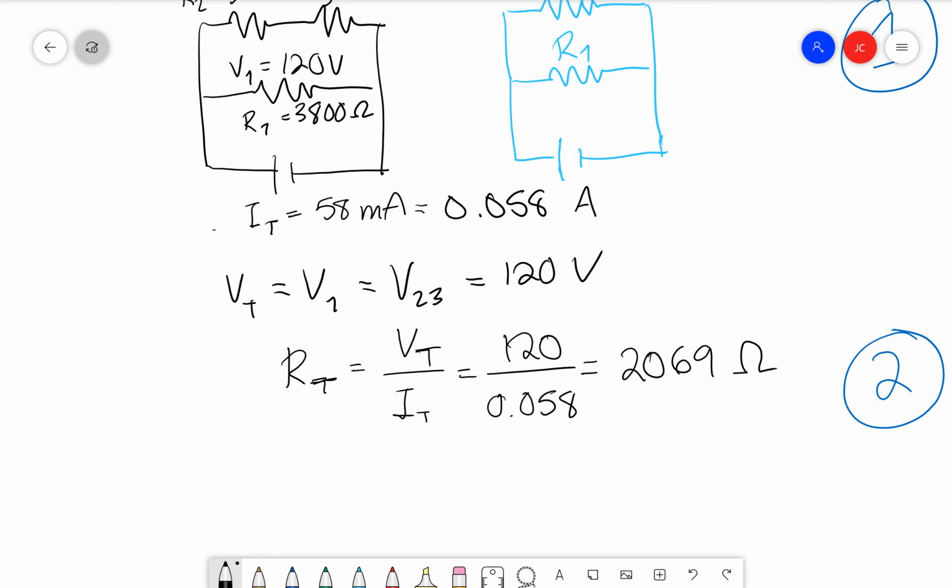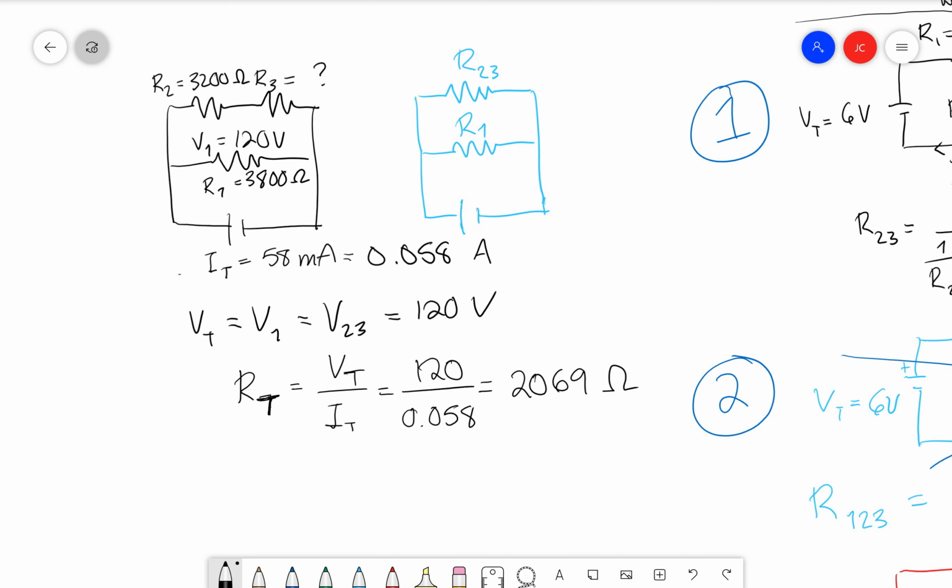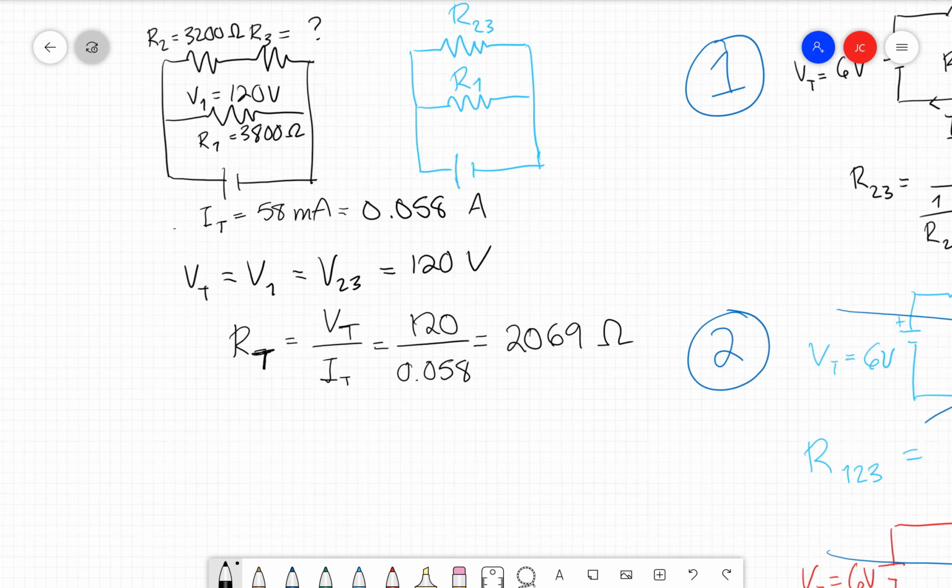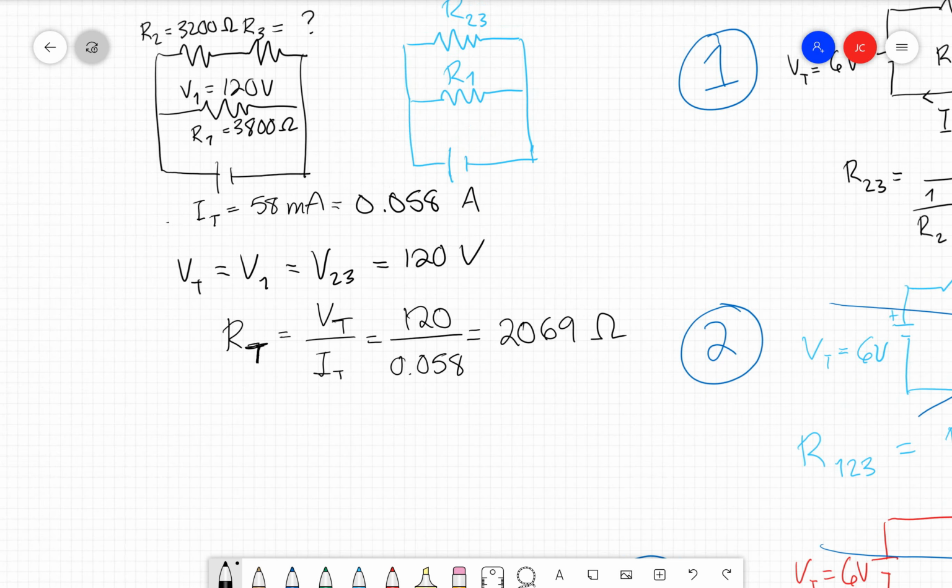Perfect. That is RT. We now have IT, VT, and RT. We're in a good place. The next thing we need to look at is, okay, we have this R23. We can't solve for R3 right away because we don't have enough information, but we can at least approach trying to solve R23. Well, in order to figure that out, we are going to need to take into account, again, the fact that we're in a simple parallel circuit here.